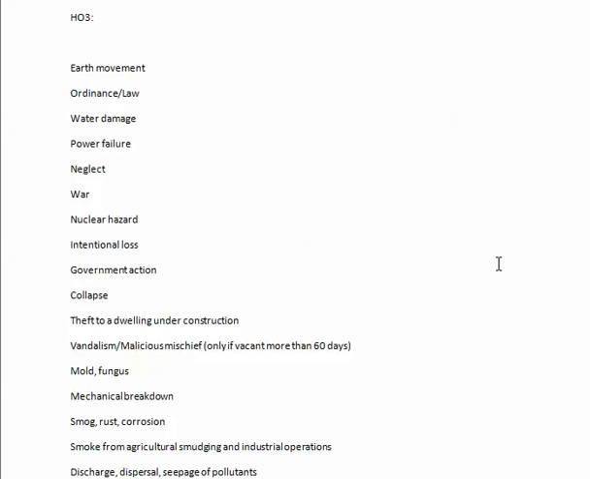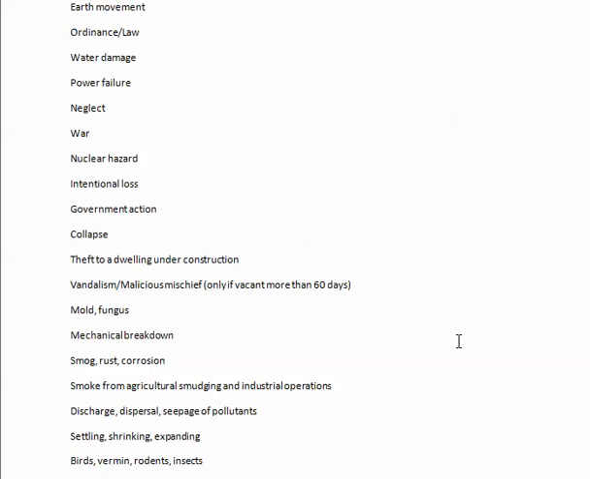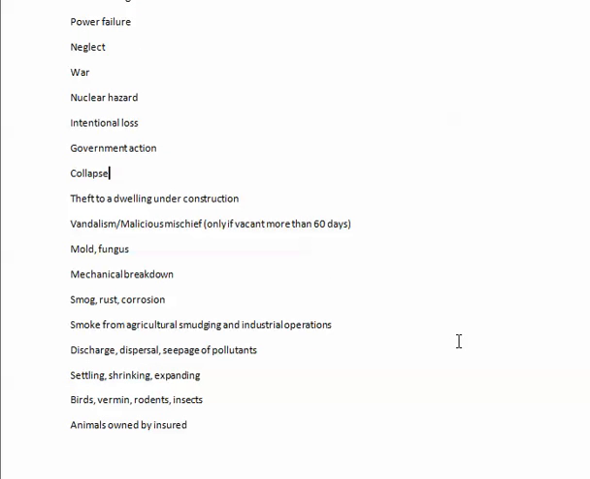earth movement, ordinance or law, water damage, power failure, neglect, war, nuclear hazard, intentional loss, government action, collapse, theft to a dwelling under construction, vandalism or malicious mischief only if vacant more than 60 days, mold, fungus, mechanical breakdown, smoke, rust, corrosion, smoke from agricultural smudging and industrial operations, discharge, dispersal, seepage of pollutants, settling, shrinking, expanding, birds, vermin, rodents, insects, animals owned by insured.